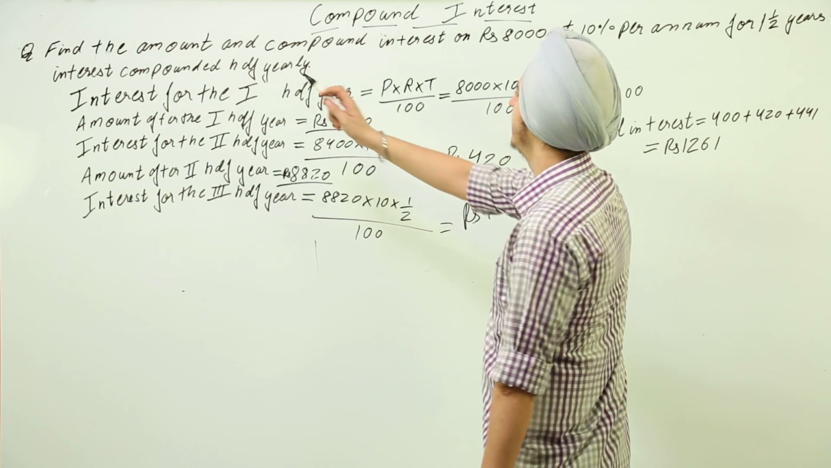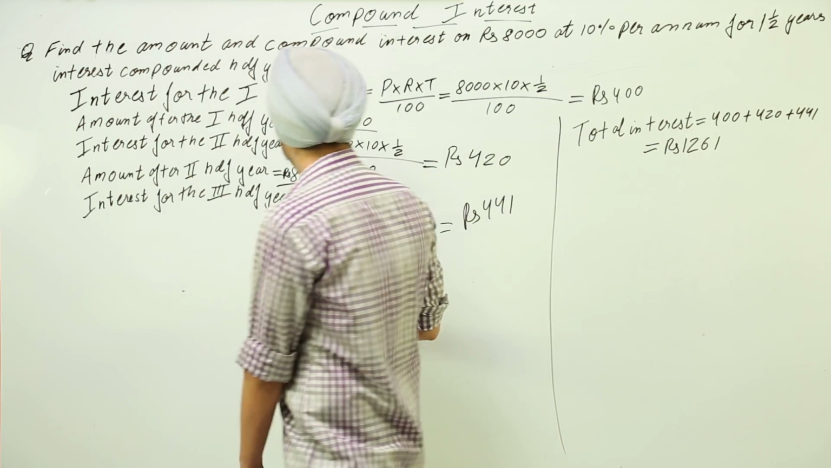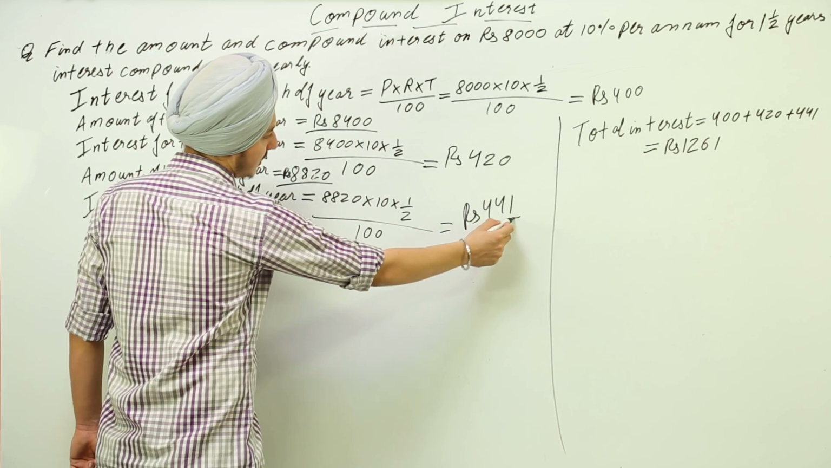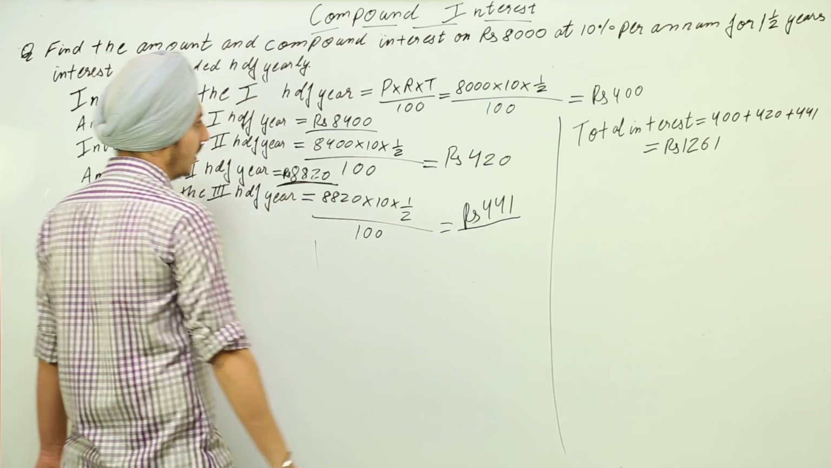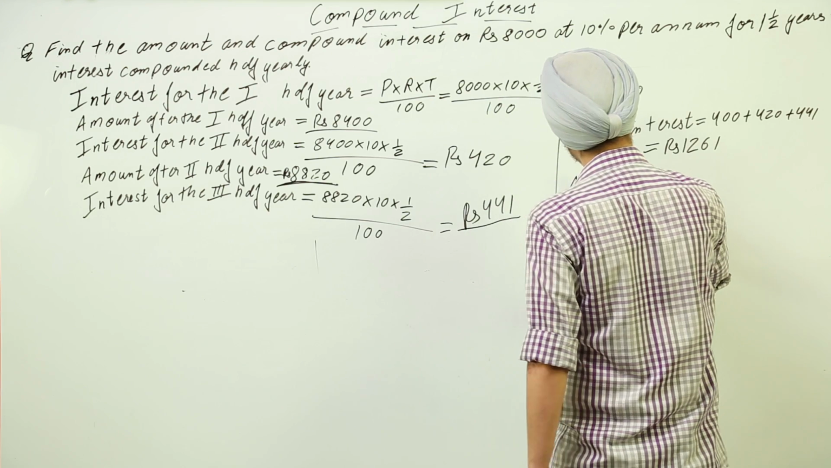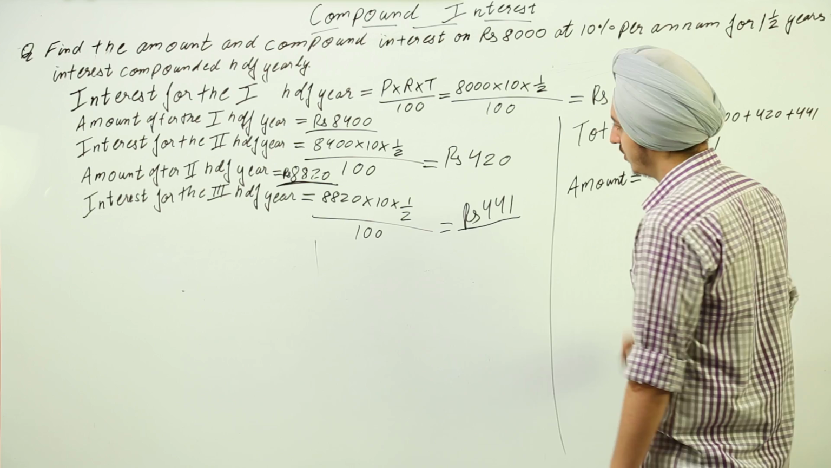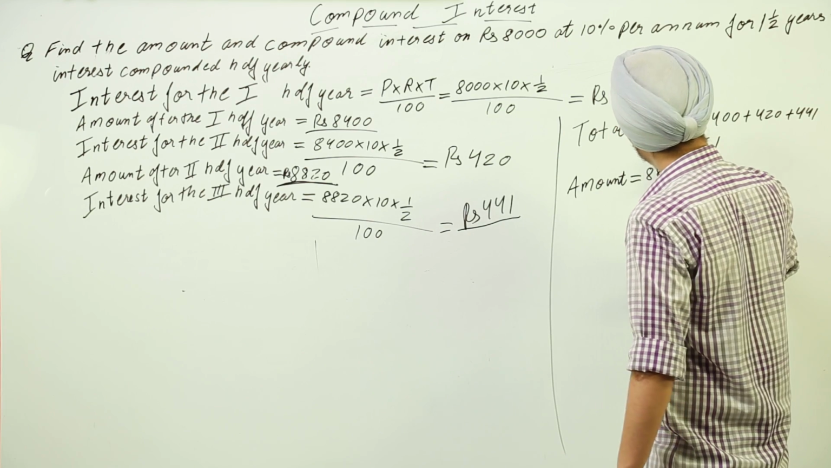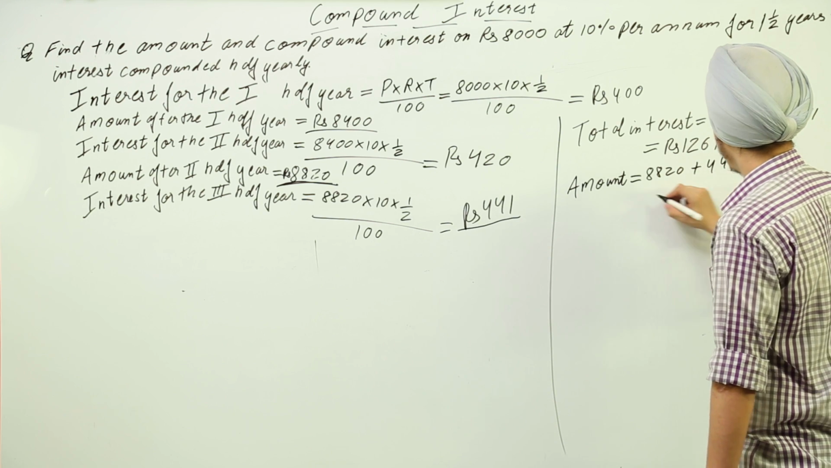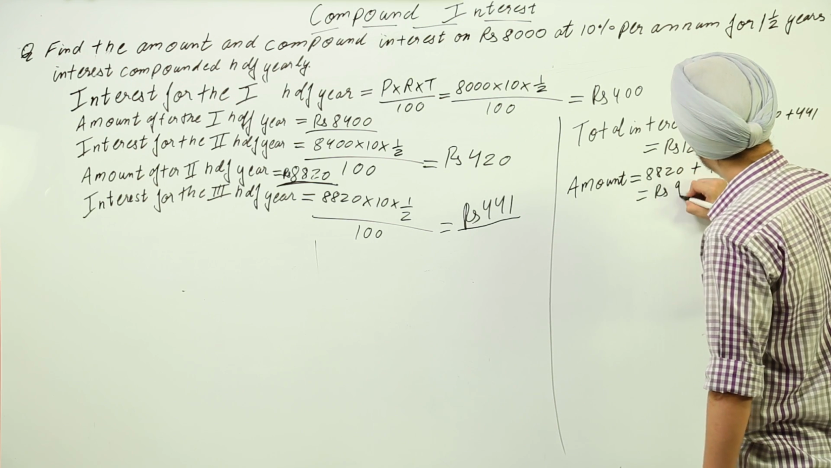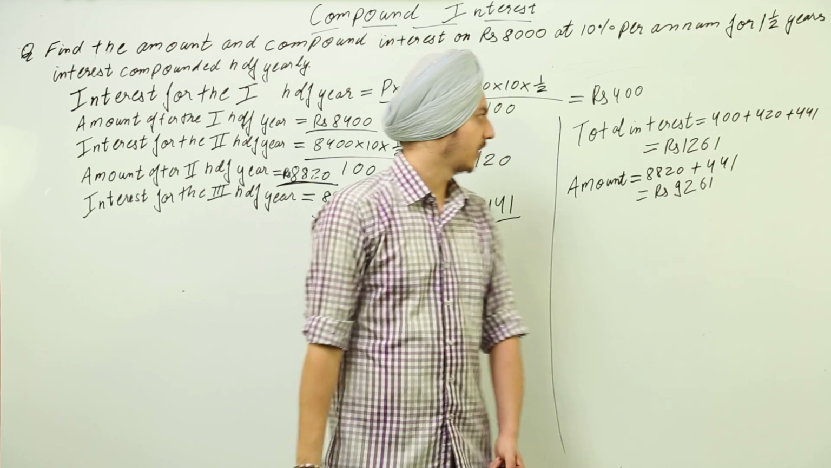Now how do we calculate the total amount, because the amount is also asked. So for the amount, we have, this was the interest after the third half year and this was the total amount after the second half year. So for amount is equal to 8820 plus 441, which is equal to rupees 9261.